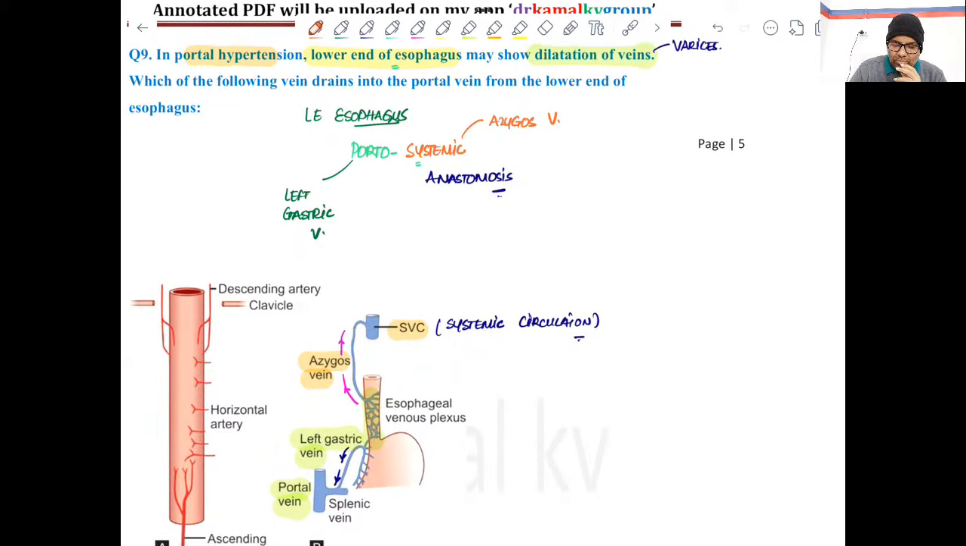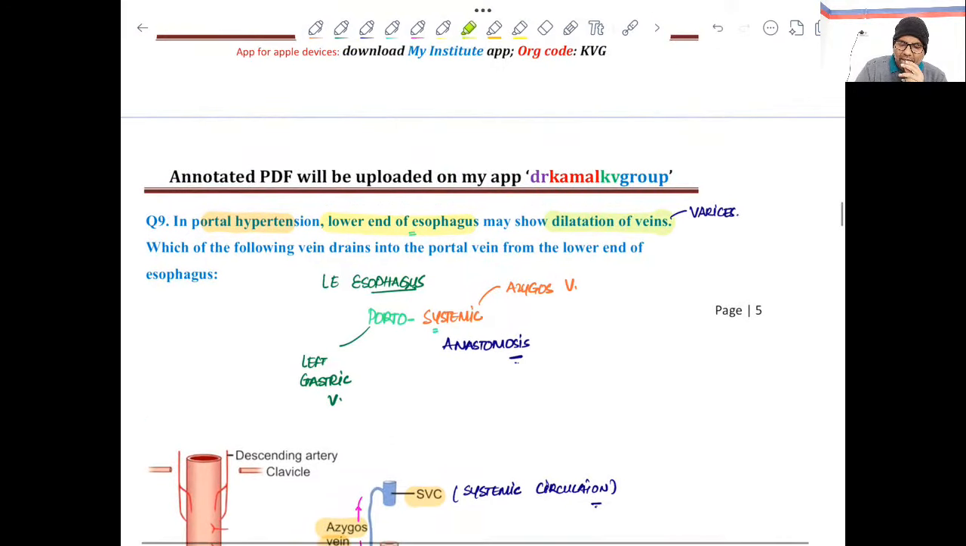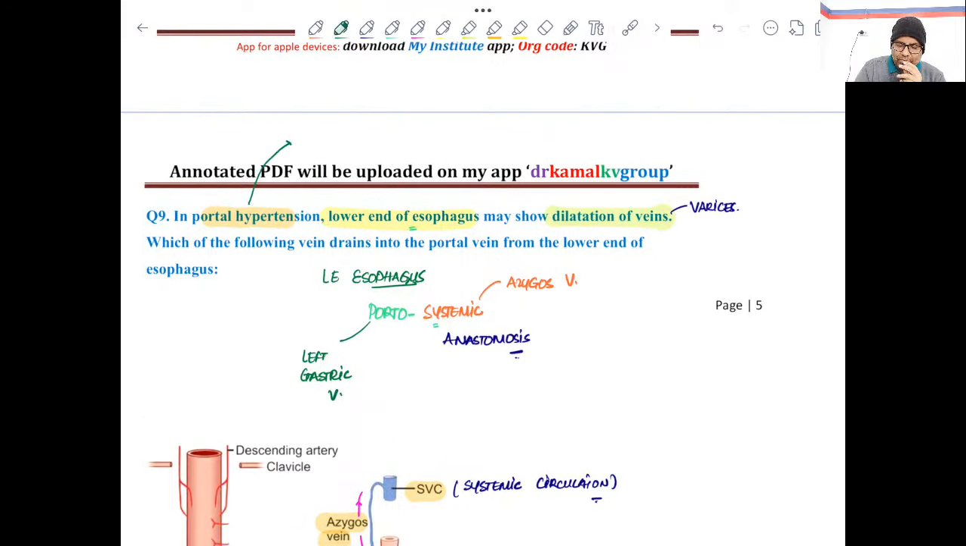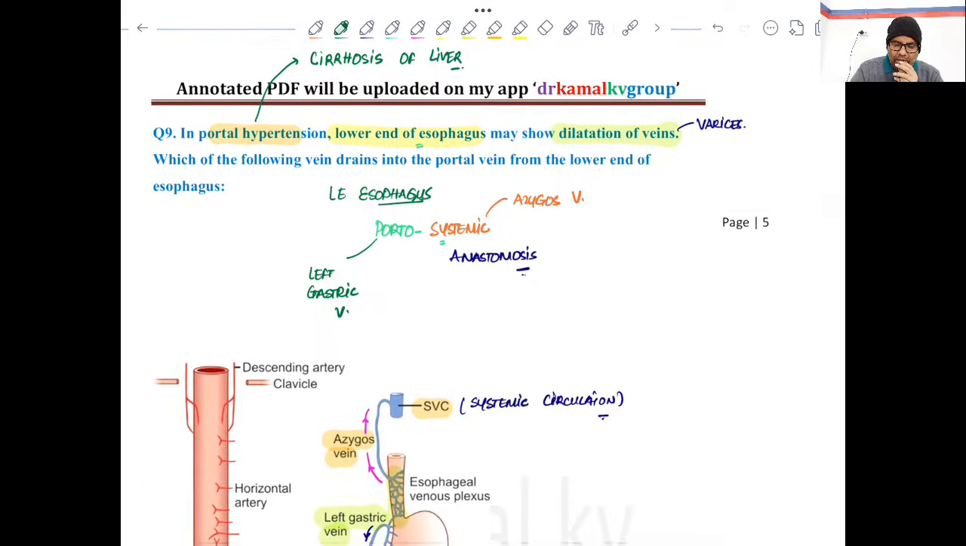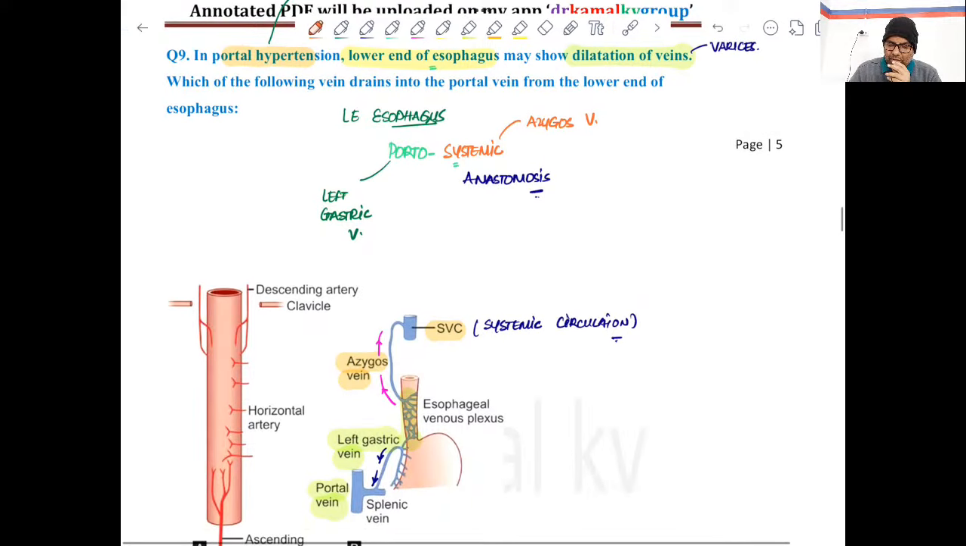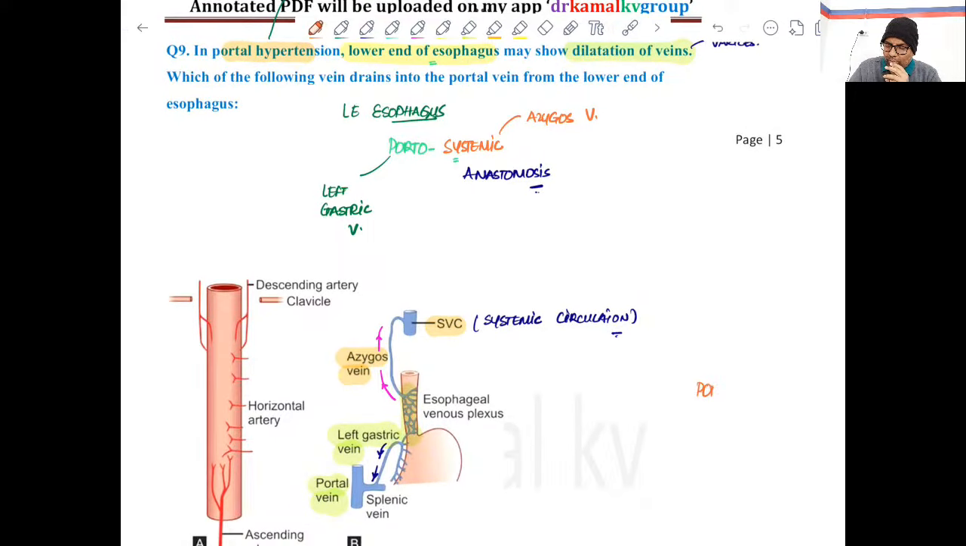Now, please don't mix up portal hypertension. This is portal hypertension which is seen in case of cirrhosis of liver. The patient will have ascites, hemorrhoids, caput medusae, all. And Chaitanya, you are mixing, I think, the portal vein.